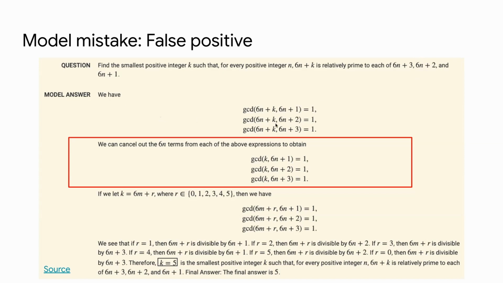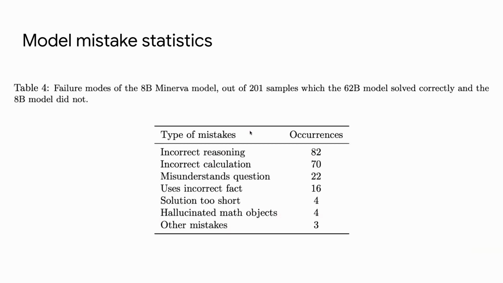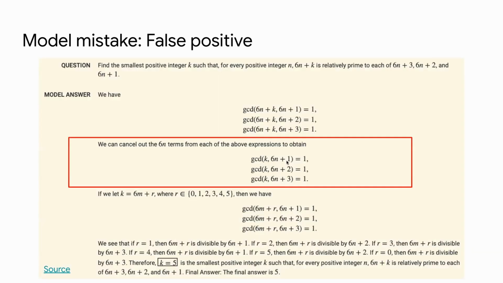But you can see what the model does is it says, okay, we have these 3 GCD equations, which is so far so good. But then we cancel out the 6n terms, which you can't do. And then it doesn't even cancel them out. And then it just goes off the rails, but then ends up with k equal 5. So this happens, and that's pretty weird. It doesn't happen that often, but it does happen. So this gives a flavor of, when it makes a mistake, you get an answer and you can see where the mistake is. It is interpretable, with lots of mistakes still.